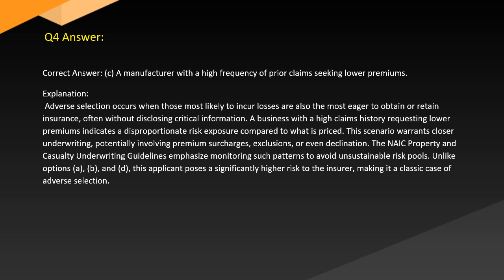The NAIC property and casualty underwriting guidelines emphasize monitoring such patterns to avoid unsustainable risk pools. Unlike options A, B, and D, this applicant poses a significantly higher risk to the insurer, making it a classic case of adverse selection.